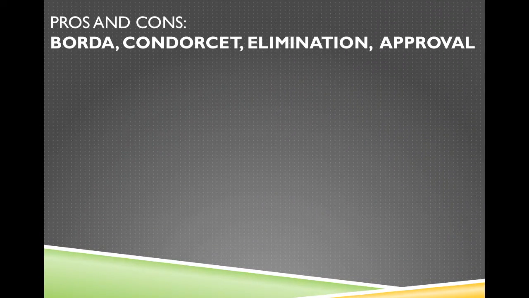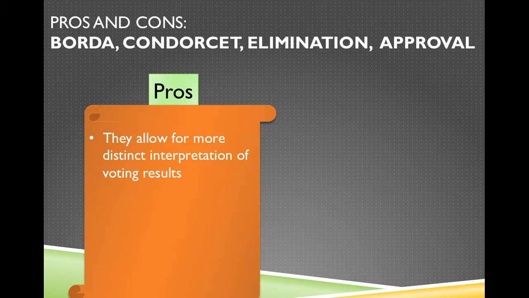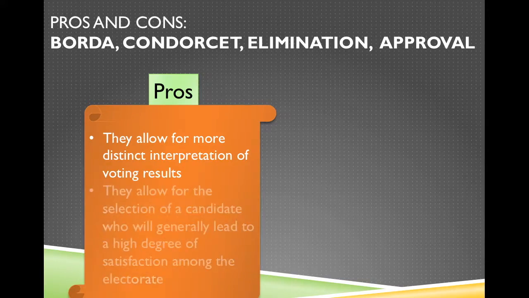For Borda, Condorcet, elimination, and approval, there's pretty much the same pros and cons for all of these, so I'm putting them in one slide. Talking first about the pros, they allow for a more distinct interpretation of voting results, meaning that they're so specific that it really allows for a distinct interpretation in the sense where there's just a formula to them. And so that's what I mean by distinct interpretation.